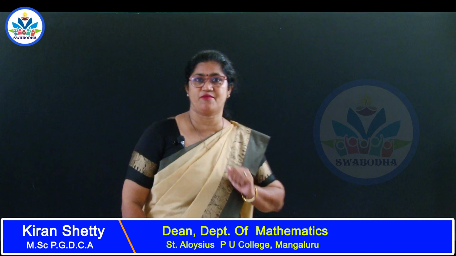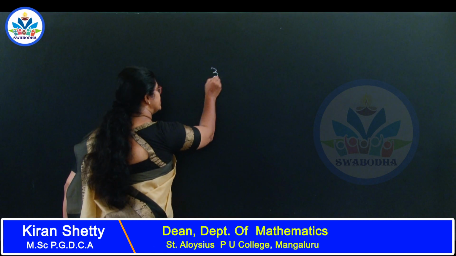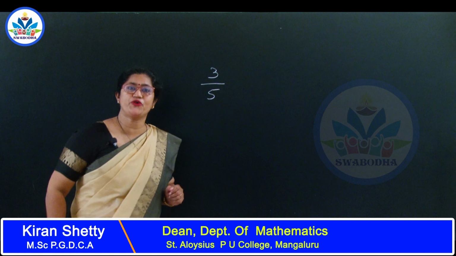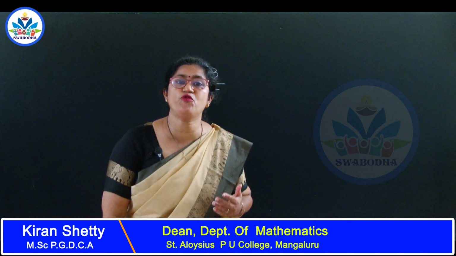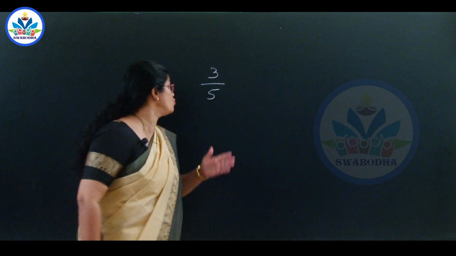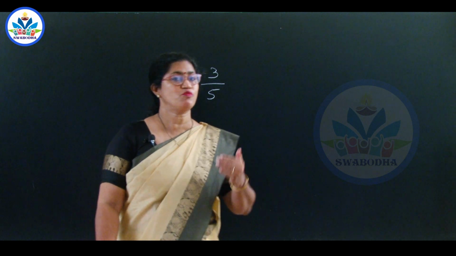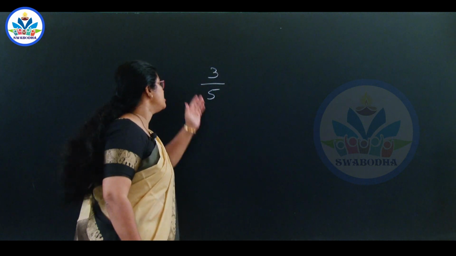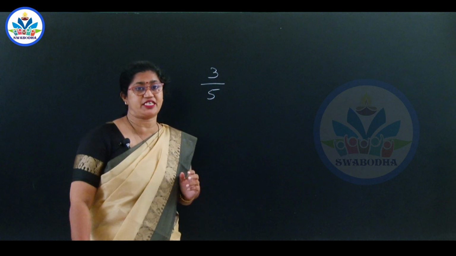Let me just write something. So, let me write this. How would you read this? Some of you may say 3 by 5, some of you may say it is 3 out of 5. And if I ask you what is this, I am sure most of you would tell me it is a fraction. Yes, it is a fraction. 3 by 5 is a fraction.